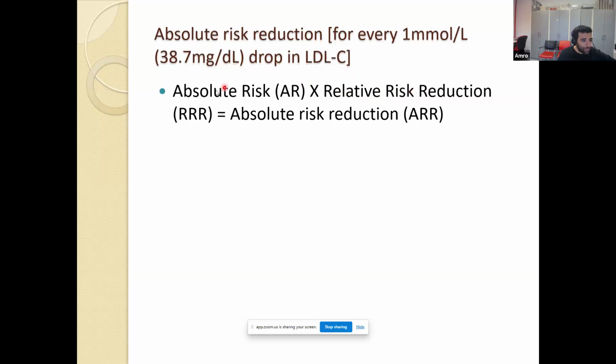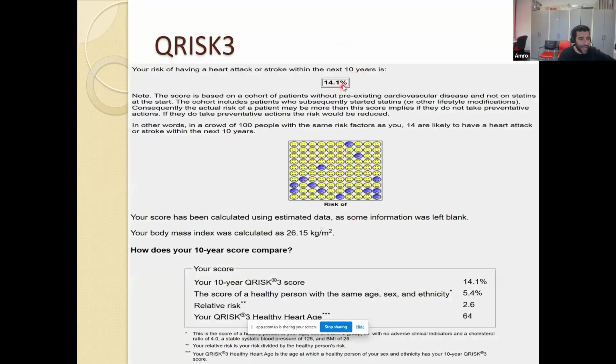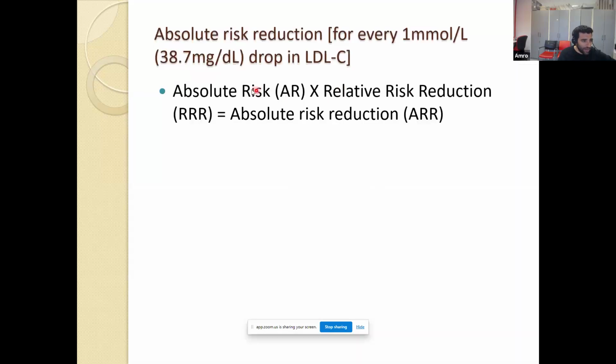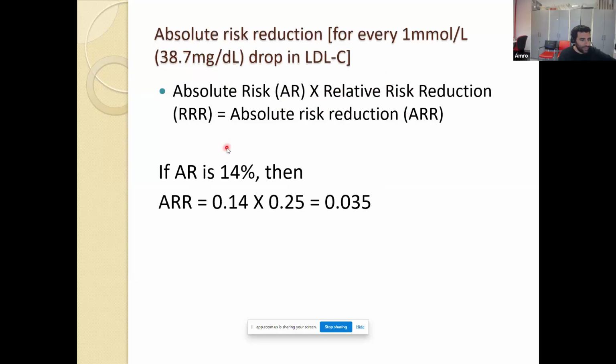I already know what their absolute risk is because the calculator has already calculated it for me. It's calculated their absolute risk over the next 10 years. So if I multiply the absolute risk, 14.1%, by their relative risk reduction, 25%, then I get their absolute risk reduction. We know the absolute risk in this patient is 14%.